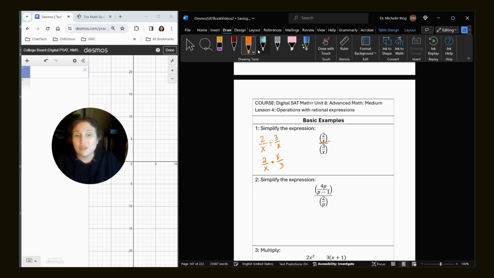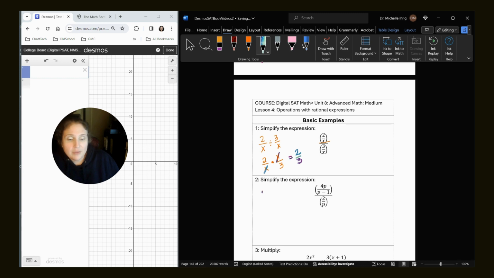Now we can just do 6th and 7th grade reducing. I notice there's an x in the denominator here and an x in the denominator here. The 2 and 3, they can't be simplified any further. So our answer is 2/3. All right, let's take a look at the next example.